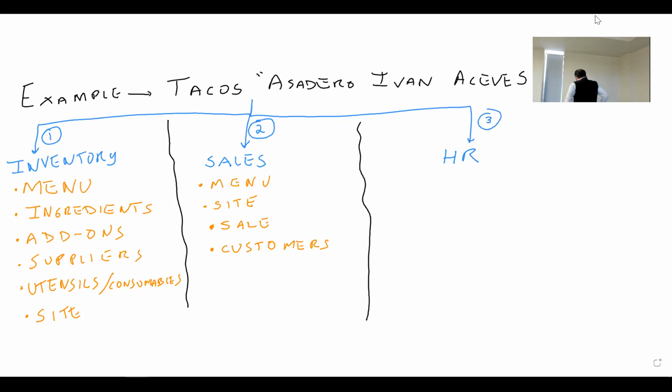And so what would be entities that are important with regards to the HR side? Somebody give me one. The employees, correct? That's a very direct entity. The employees and the employee information.